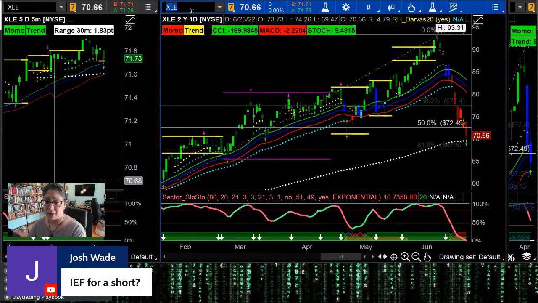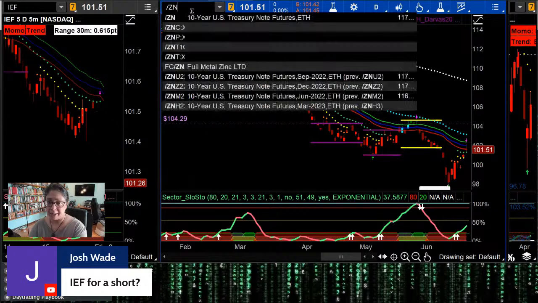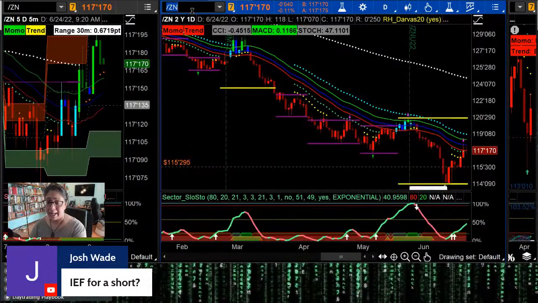And then your follow-up question of IEF for short. IEF and TLT are on the radar for shorts. Absolutely. These are plays on the downtrend in the 10-year note and in the 30-year bond. And I'm definitely looking at follow through there.